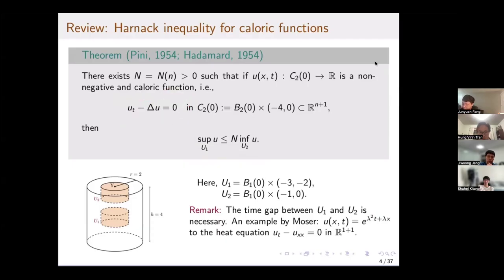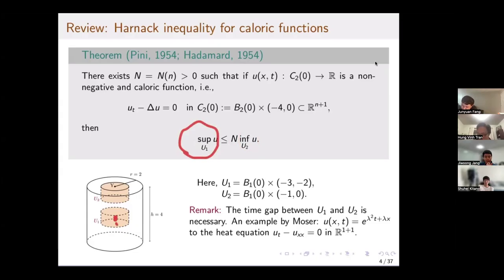The right hand side is 0. That means there's no heat source inside the cylinder, or there's no reaction term. So if the supremum of U in U1 is bigger than 0, that means there's some heat in this region, right? Bigger than 0. And we move this n to the left-hand side. There will be 1 over n times the supremum of U less than the infimum. I mean, the infimum is bigger than this guy.